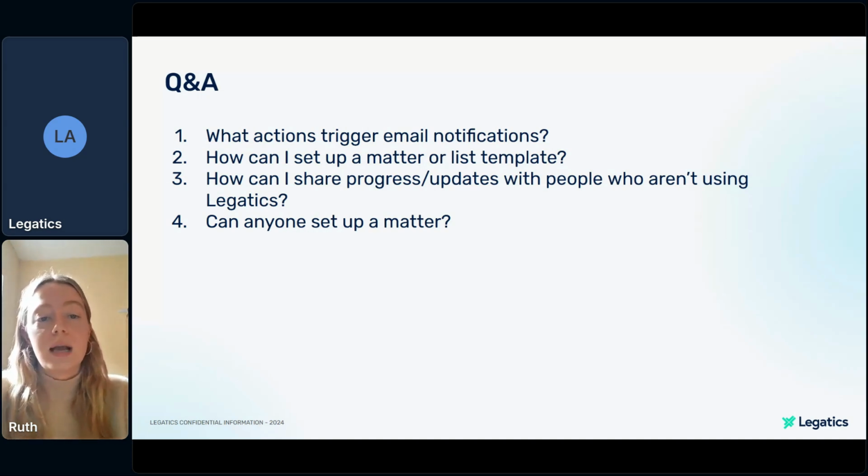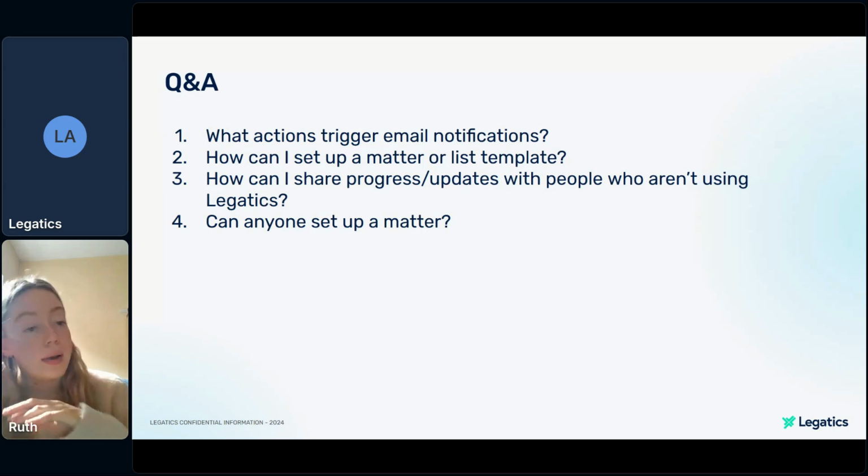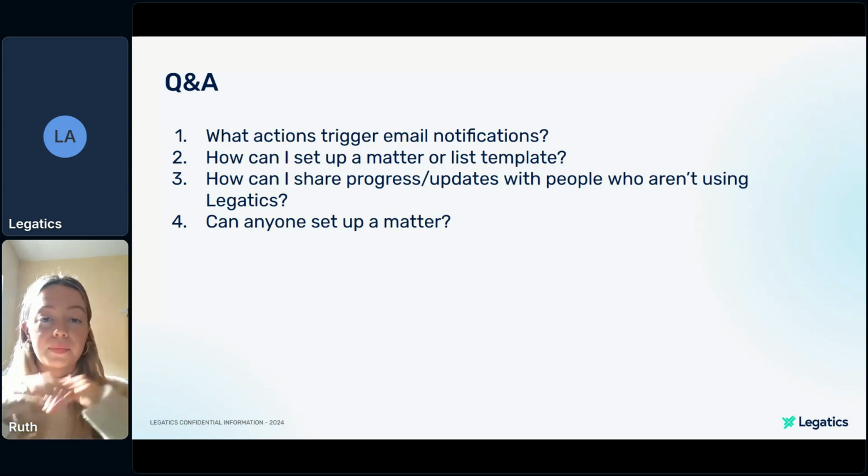So number one is, what actions trigger email notifications? I think I talked about that pretty extensively, but it is all related to those statuses and those actions required by within the status column of the list. So those are the ways that you can trigger notifications. Those notifications will need to have been turned on at the beginning of the matter creation process, and the people within each stakeholder can decide themselves the frequency at which they receive those notifications, whether it's every day, every hour, or every 15 minutes.